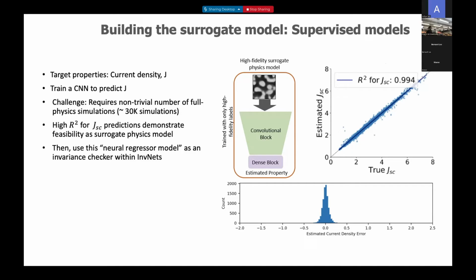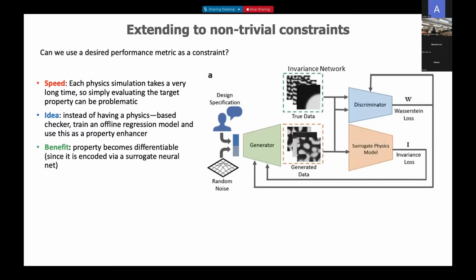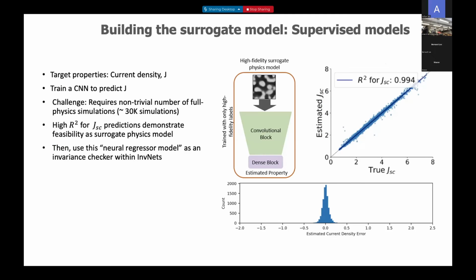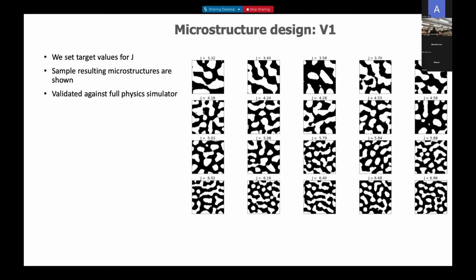And this is essentially the error over our training. Just a reminder, we're able to use this model that I just talked about in here. Given a microstructure, it can quickly evaluate what its current performance is. Then we train this network and now we have a generator that says, if I give you a design specification, I want a certain current, say 3.32 milliamps per centimeter squared, it's going to design a microstructure.